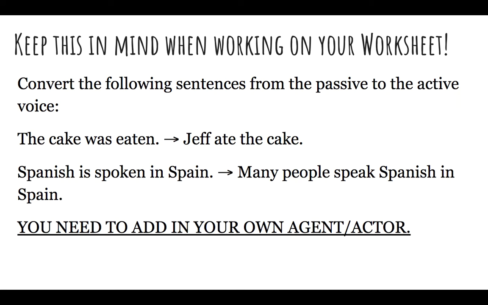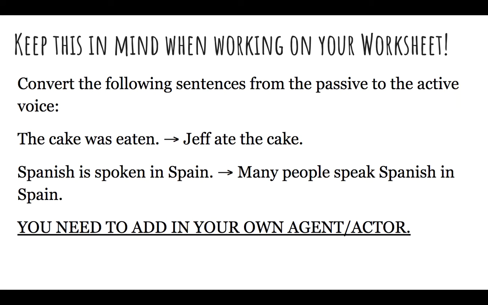This sentence is also written in the passive voice, and it does not include the last piece of the formula, the by plus an agent or actor. Spanish is spoken by whom in Spain? Well, presumably it's spoken by many people in Spain.